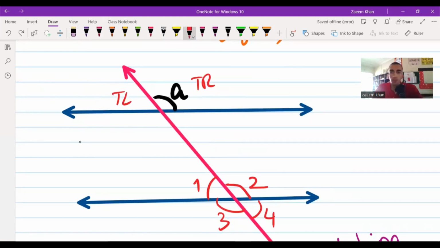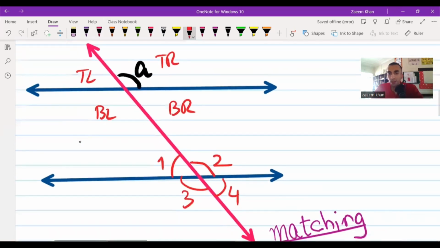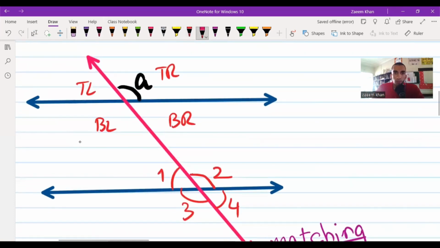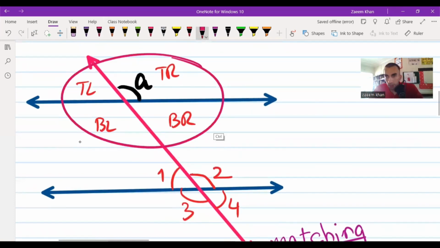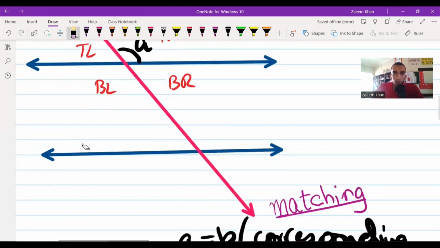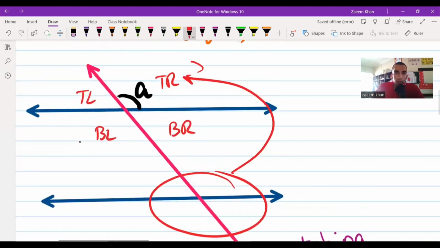The 4 angles, we're just giving them names in order to be able to refer to them. Can I call this bottom left? Yeah. And can I call this bottom right? Yeah. I mean, I tried the numbers, but it didn't work, so I'm giving them another name, right? So the angle A up here is at the top right position. Which angle down here is going to be matching the position of angle A?